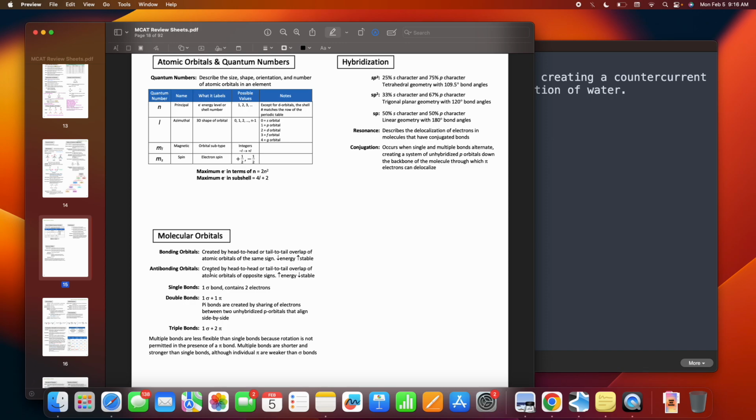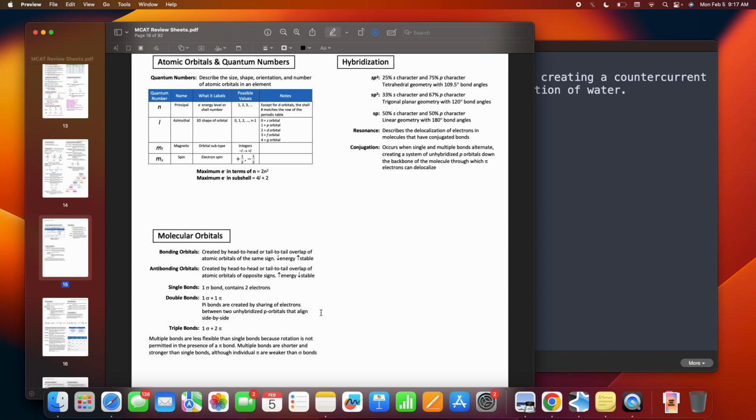We have single bonds that are one sigma bond and contain 2 electrons. We have double bonds. There is 1 sigma and 1 pi. Pi bonds are created by sharing of electrons between 2 unhybridized p orbitals that align side by side. So they are unhybridized. That's why the electrons are shared. And triple bonds are 1 sigma and 2 pi bonds.